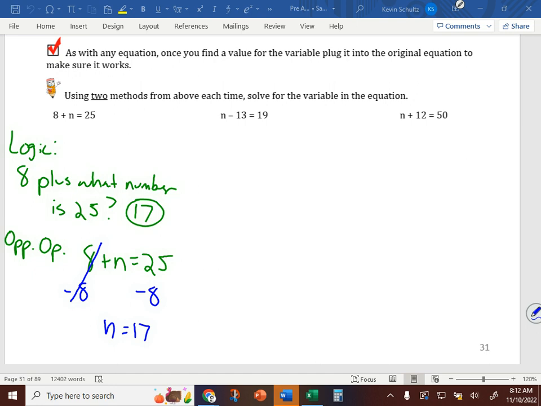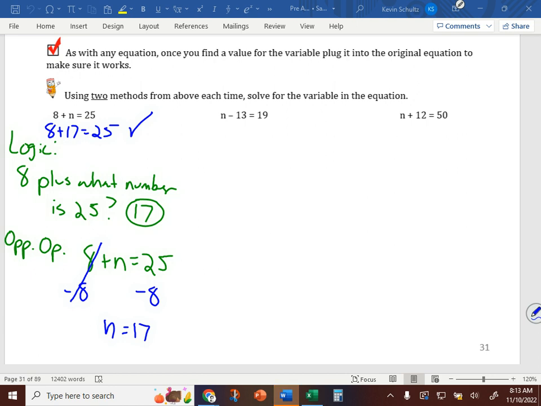Then we can rely on PO15. We can say, does this work? We can cheat, right? Does this work? Did I get the correct answer? Well, does 8 plus 17 equal 25? Check, it does. Okay? Very good.